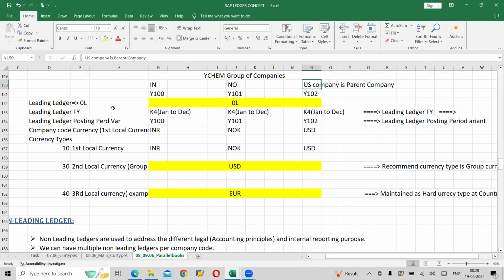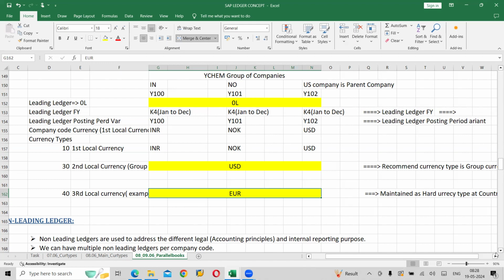Fiscal year, company code fiscal year, posting period variant, whatever the client says, we need to create accordingly, or you can use a common posting period. What we did in our example. Next one, the first currency would be considered as your company code currency. Second currency is considered as your parent company currency. And third currency, when we are not using multiple valuation, then we can have any other currency that will be defined at country level. Any questions?